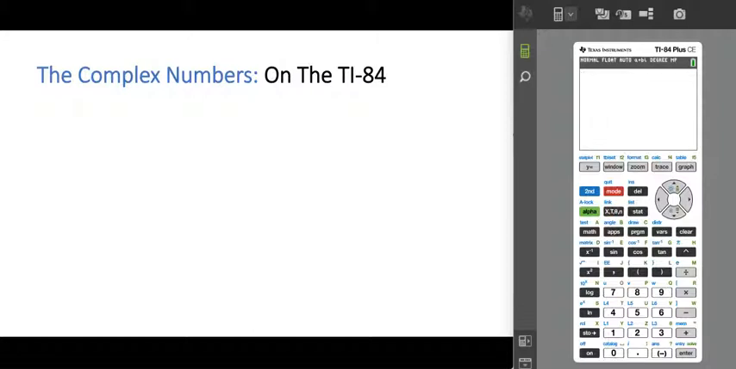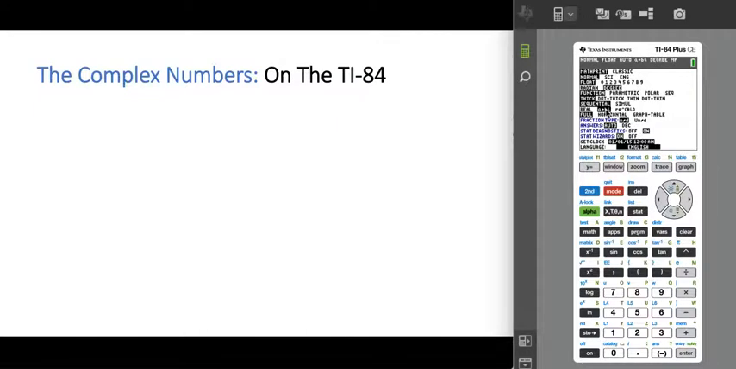How do we do this on the calculator? Well, the first thing you need to do is change the mode of your calculator. So you're going to press this mode button. And what you want to do is change your mode from being a real number to being a complex number. So we're going to toggle down using the down arrow and then the right arrow and highlight A plus BI.